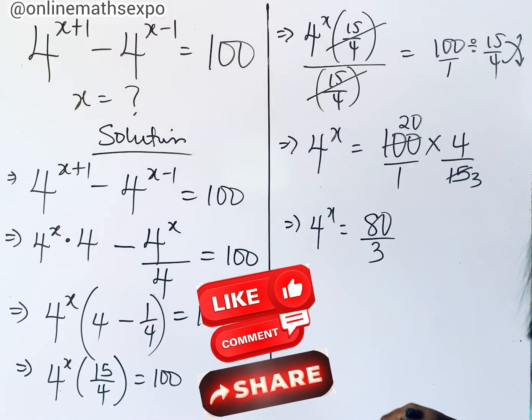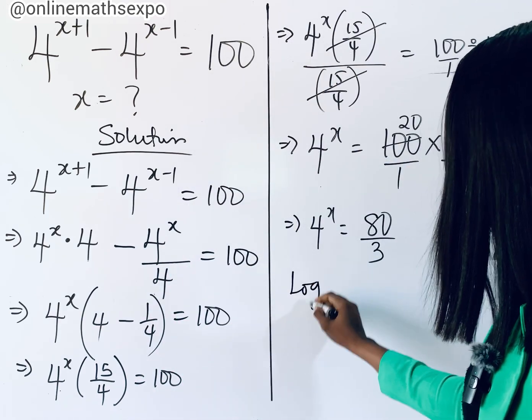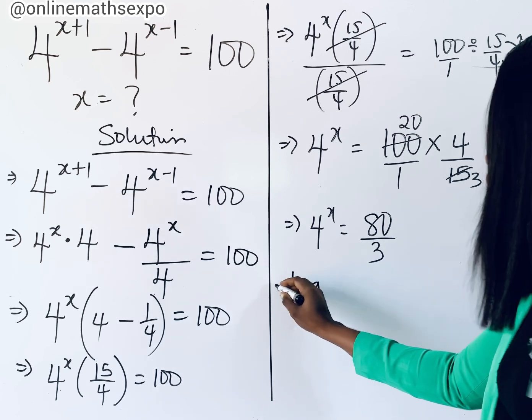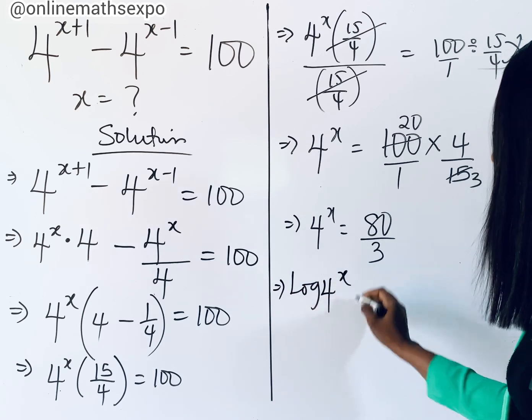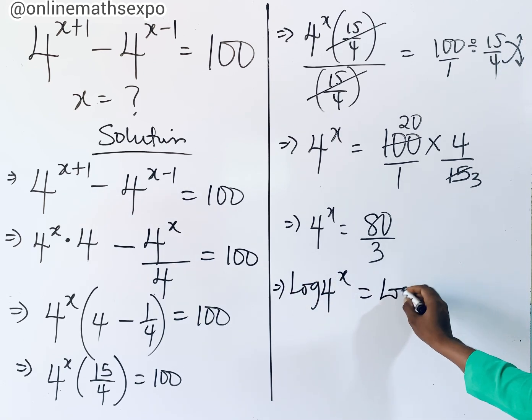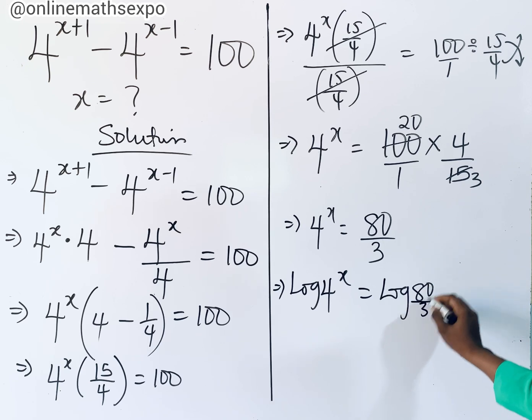So let's take log of both sides just to find x. Okay, so we have log of 4 to the power of x is equal to log of 80 over 3. Interesting. So what do we do?